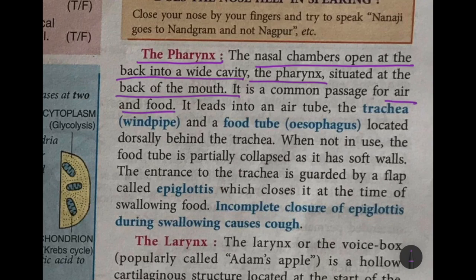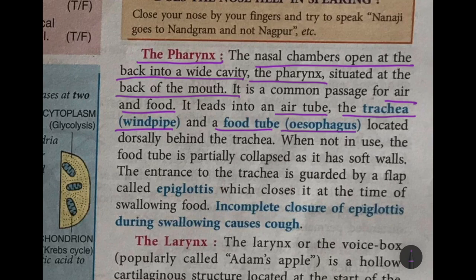That means food also passes through the pharynx, and air also passes through the pharynx. Then the pharynx leads into an air tube, which is known as the trachea. From the pharynx it goes into the trachea or the windpipe, and it also leads into a food tube, the esophagus. If you remember, we already did that in the digestion chapter, the digestive system.